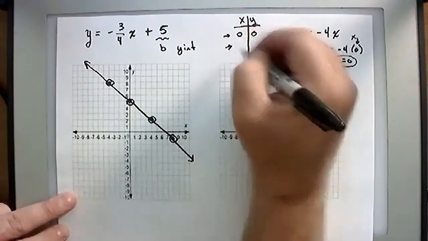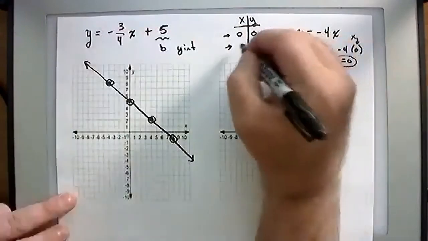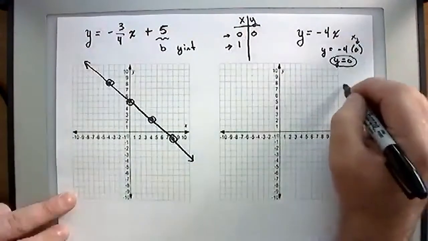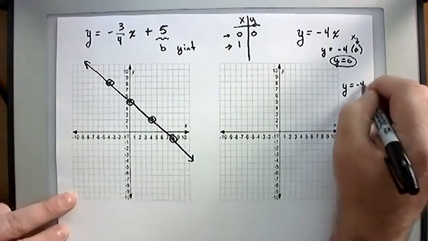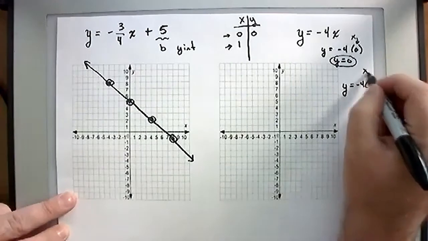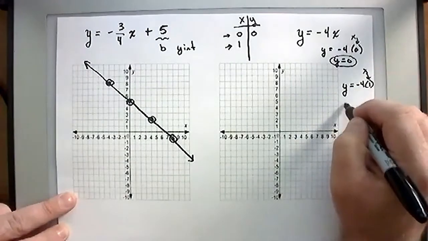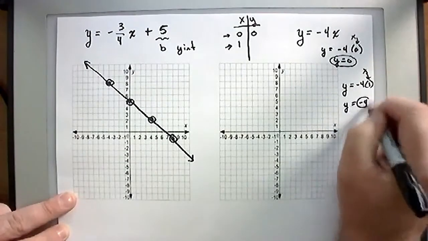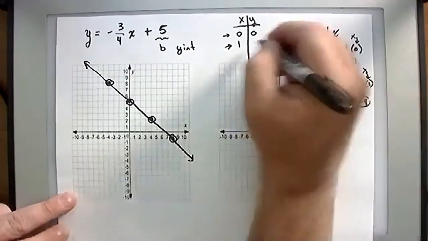Let's pick another point for x. Remember, these lines go on forever. You can pick anything you want. Let's pick 1. Y equals negative 4 times 1, right? So that was my x. I put in 1 for x. So negative 4 times 1 is negative 4. So y equals negative 4. I put in 1, I got negative 4 for y.